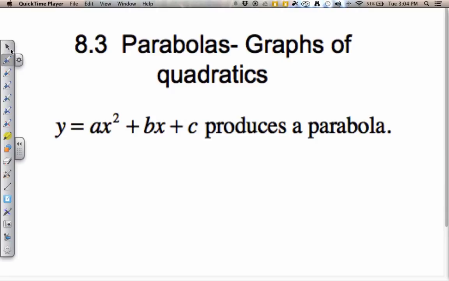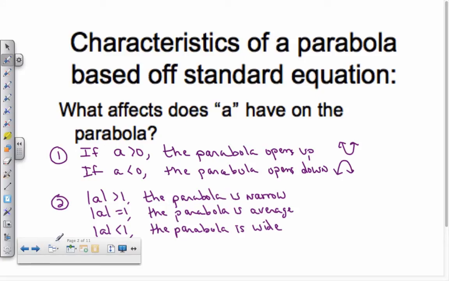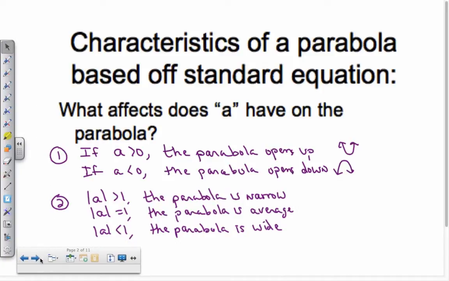Section 8.3 is going to continue from that mini investigation with parabolas and graphs of the quadratics. The mini investigation showed you the effects of A, B, and C, and a combination of them, on the actual movement of the graph and how it compares to the mother function. These next slides we've already covered in the mini investigation. If you've not gotten these, you could write them down, but you should have these from your mini investigation.